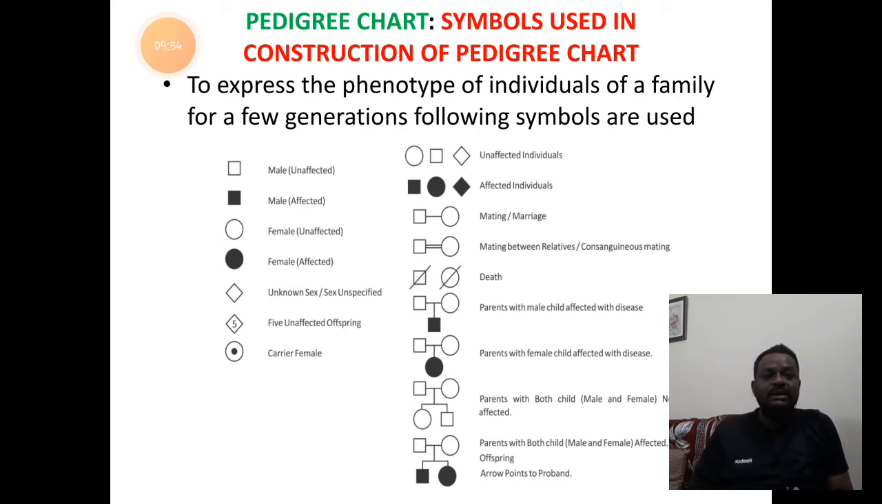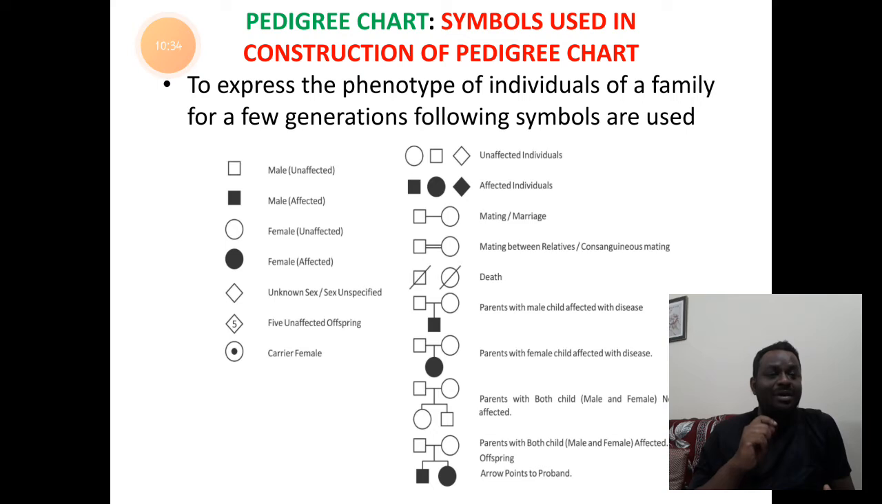Students, here is a slide that depicts the different symbols that are used in the construction of a pedigree chart. Let us start from column 1 of the left side, then we shall move to column 2 of the right side. Column number 1, we find at the top a rectangular symbol which is colorless. This is called unaffected male.